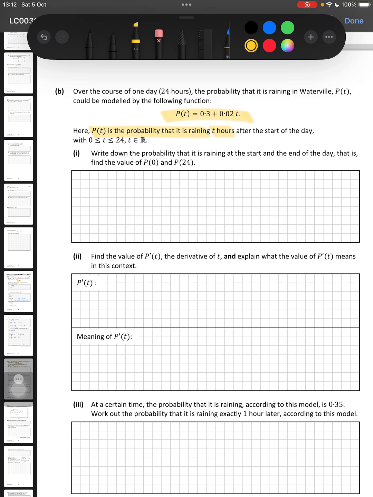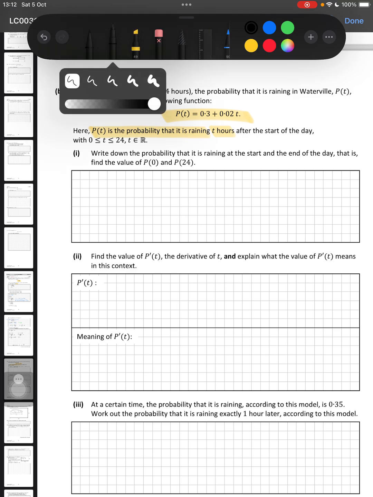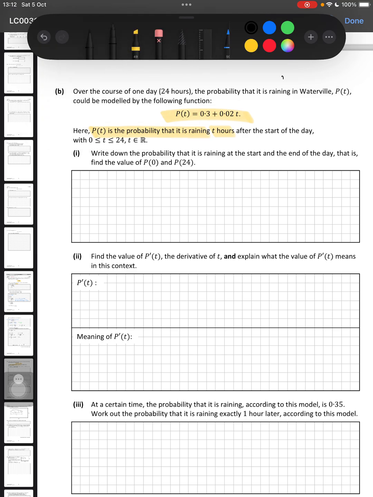It says, write down the probability that it is raining at the start and the end of the day. It actually tells you exactly what you're finding here, so you don't even need to understand the context. It says find the value of P of 0, so you're subbing in 0 for T, and P of 24.